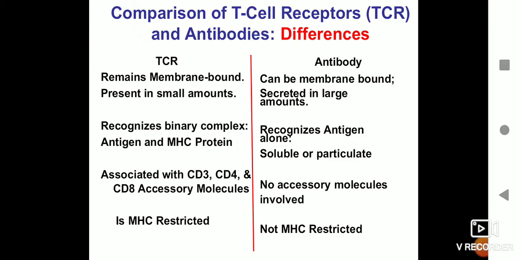That means they can lead to activation of a T cell only when an antigen is presented via an MHC molecule. Whereas the BCRs do not require an antigen to be presented by an MHC. They can directly recognize an antigen alone and go and bind to it. So these are the differences between TCR and BCR.